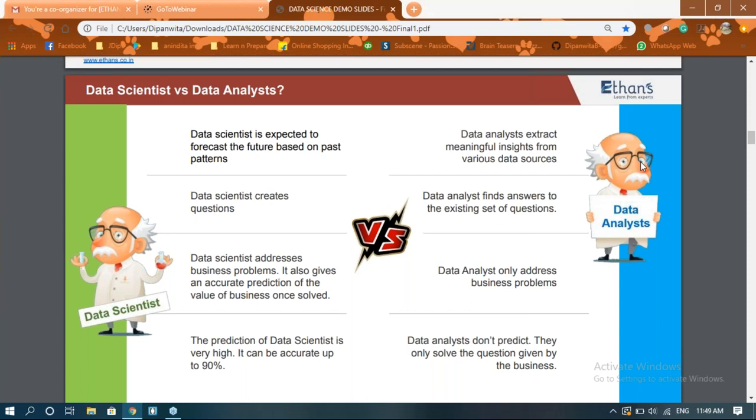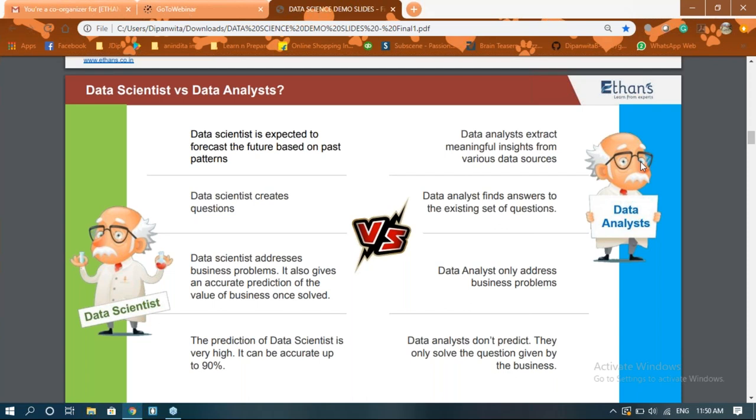Through data science, you are able to create a set of questions that could be answered as business value decisions. But data analysts will only try to explain the already arising questions. So there is no predictive value add. You will not be able to answer what happens one year down the line, what happens five years down the line. Data analysts will not be able to give you that answer, whereas data scientists definitely will.